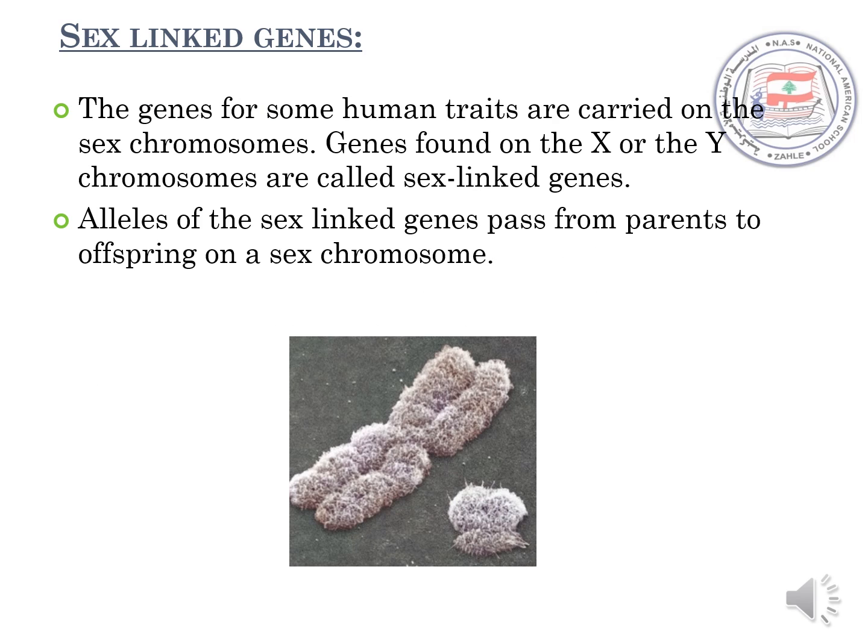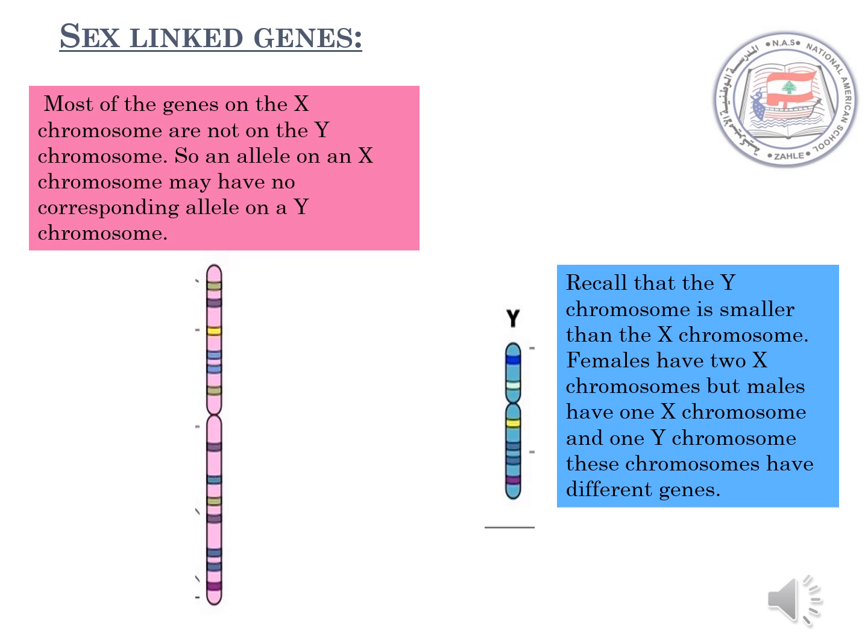Sex-linked genes. The genes for some human traits are carried on the sex chromosomes. Genes found on the X or the Y chromosomes are called sex-linked genes. Alleles of the sex-linked genes pass from parents to offspring on sex chromosomes. Most of the genes on the X chromosome are not on the Y chromosome, so an allele on an X chromosome may not have a corresponding allele on the Y chromosome.